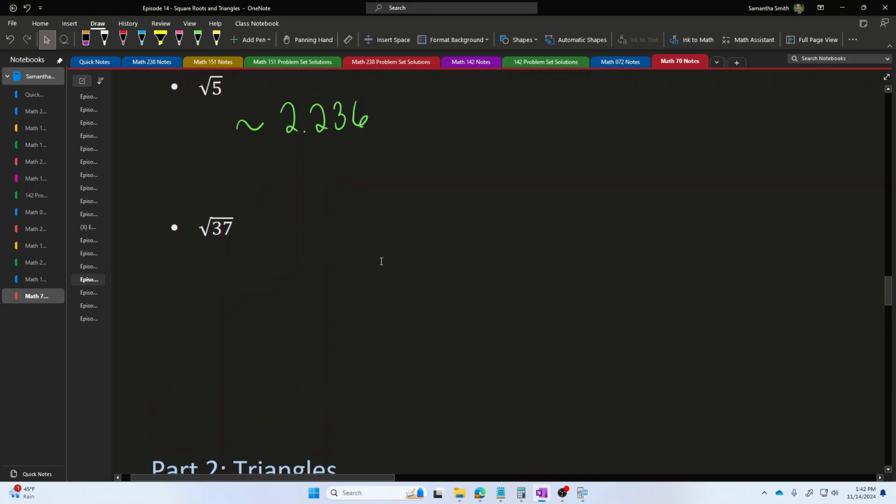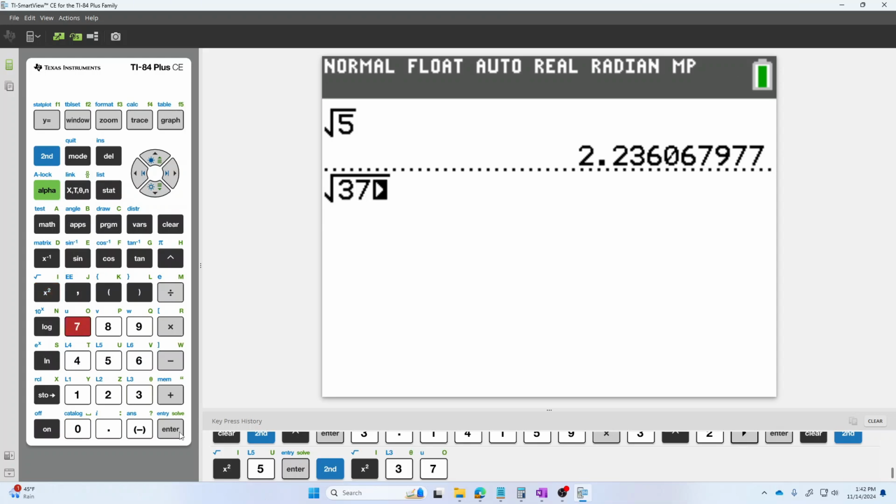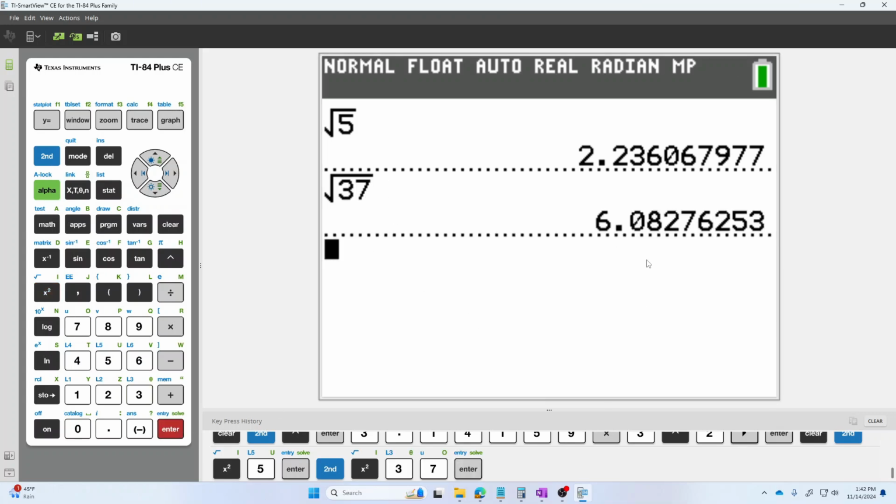For another example, if someone asked me for the square root of 37, the square root of 37 could be found by just typing in the square root button, typing in 37 and hitting enter on a graphing calculator. So that would be about 3.083 if I rounded this to 3 decimal places.